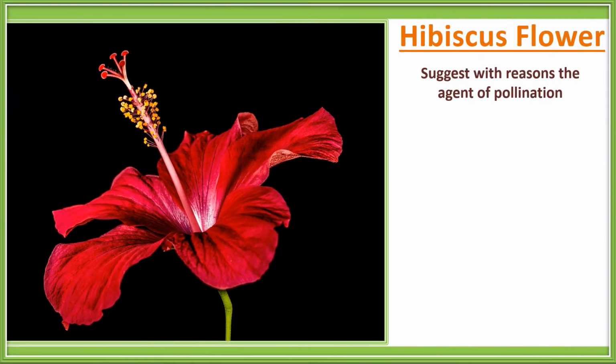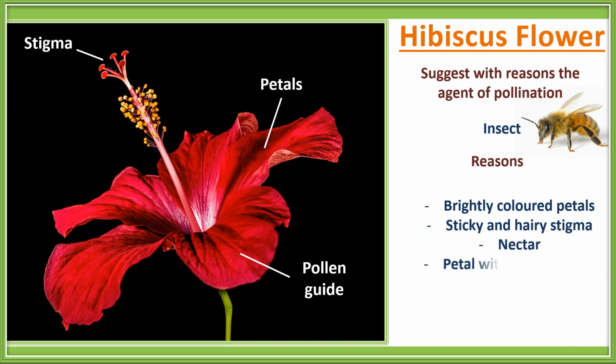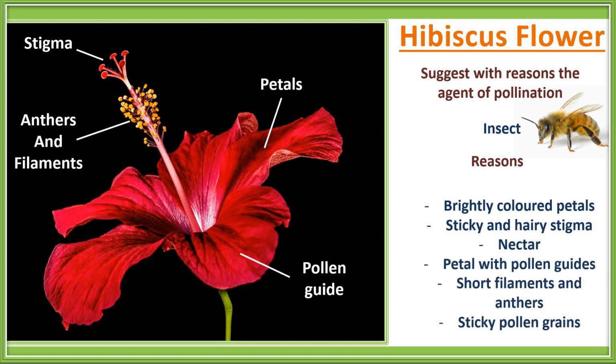With reason, we are supposed to give the agent of pollination, which we have said is the insects. Reasons we have given: bright colored petals. They have sticky and hairless stigma. They have nectar. The petals are with guides, pollen guides. Filaments are shorter than the stigma, and they have got sticky pollens.